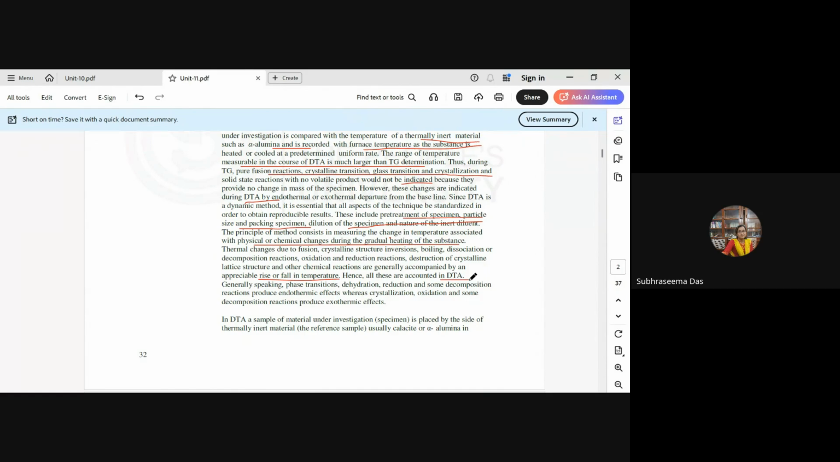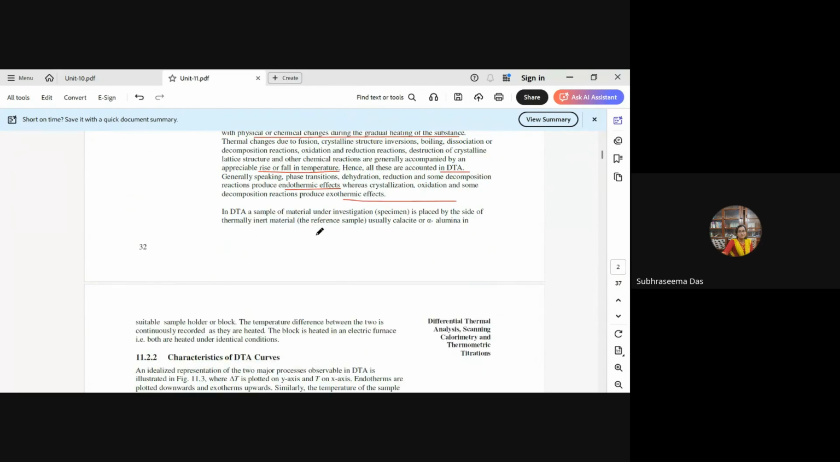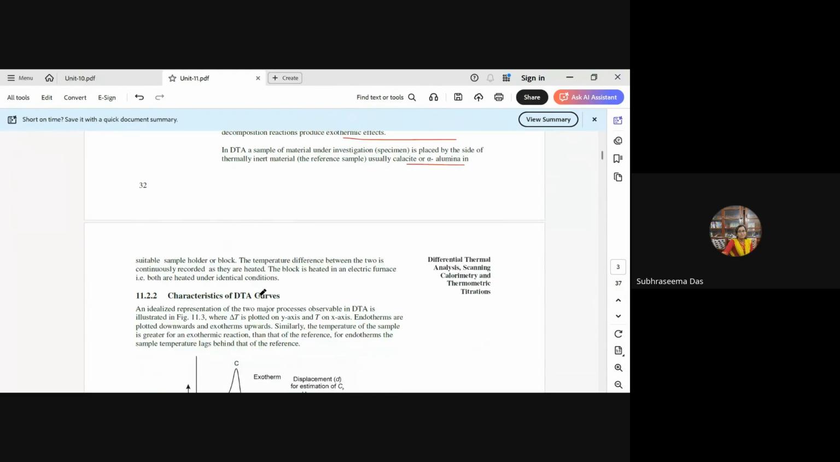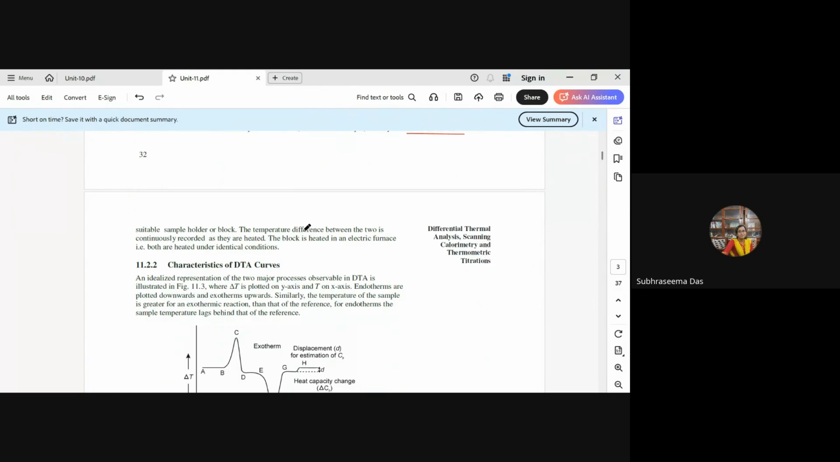So generally, phase transitions and dehydration, reduction, and decomposition reactions produce endothermic effects, whereas crystallization, oxidation, and decomposition reactions produce exothermic effects. So in DTA, a sample under investigation is placed in a thermally inert material, that is mostly calcite or alpha alumina, in the sample holder. The temperature difference between the two is recorded as they are heated.